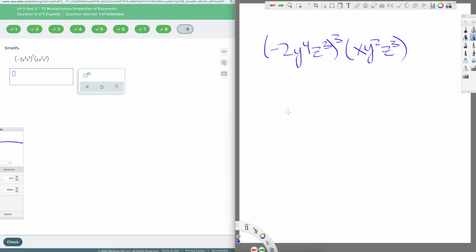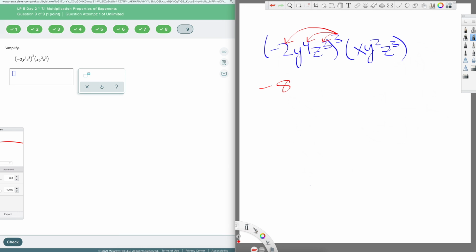So first, let's deal with this power of a power. I'm going to distribute this cube to every piece here. So I have negative 2 cubed. Remember, that's negative 2 times negative 2 times negative 2. That's 3 negatives. 2 negatives make a positive, but that third negative would bring the negative back. 2 times 2 is 4, times 2 is 8. So 2 cubed is 8, but it's negative 2, so it's negative 8.